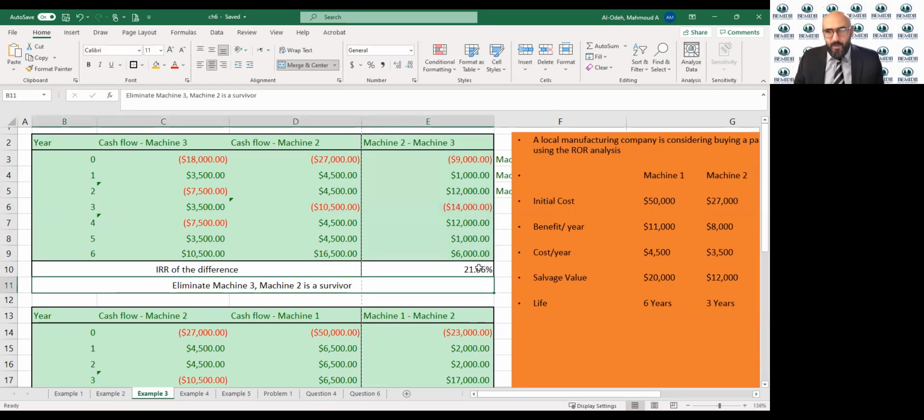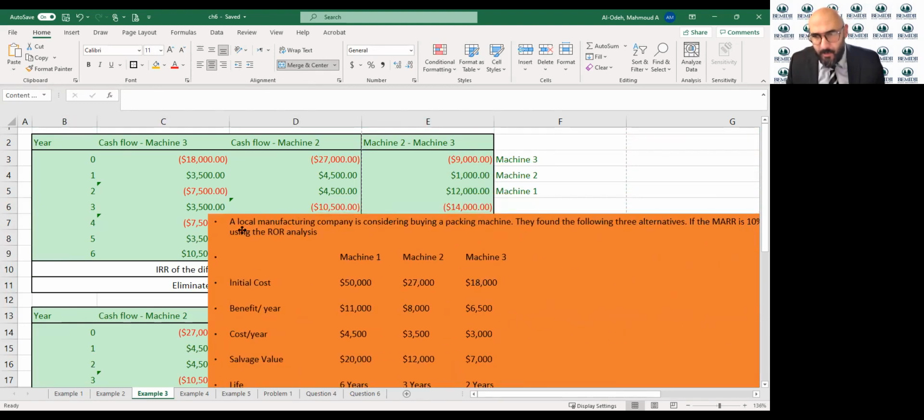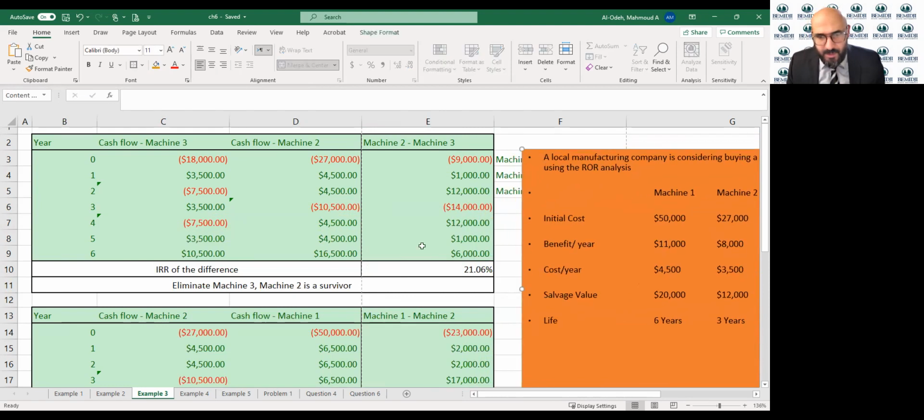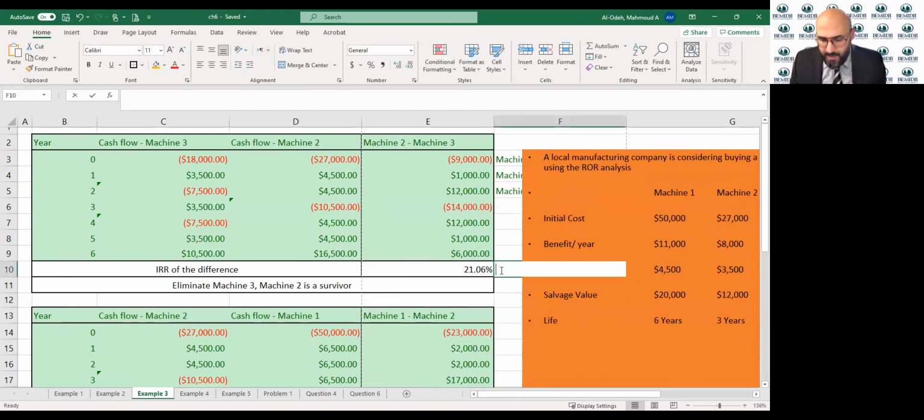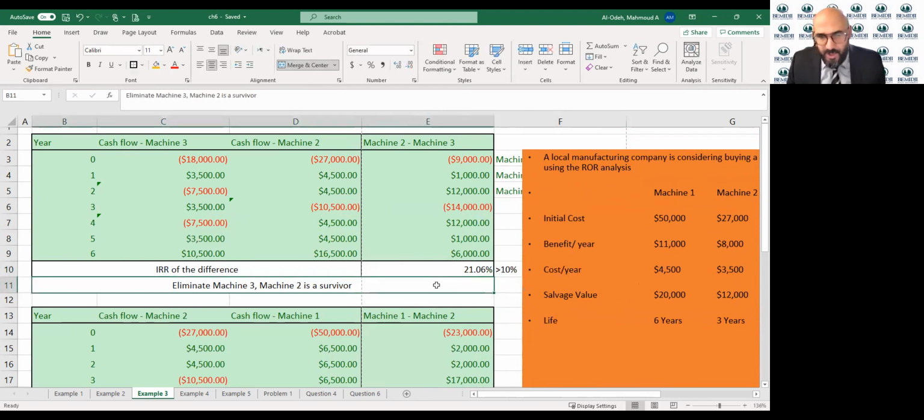And then once you use the IRR, you compare it with the market for the minimum acceptable rate of return of 10%. As you see, this is higher than 10%. So what we do, we select the machine that has the higher cost. Therefore, we eliminate machine 3. Machine 3 is gone, and now we're going to select machine 2 as the survivor.